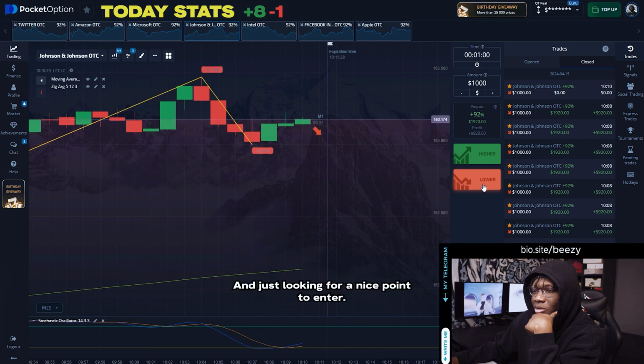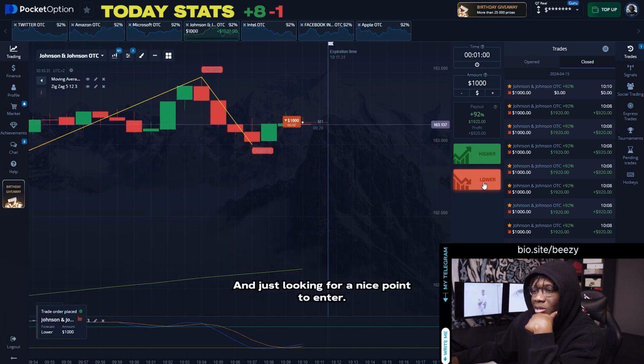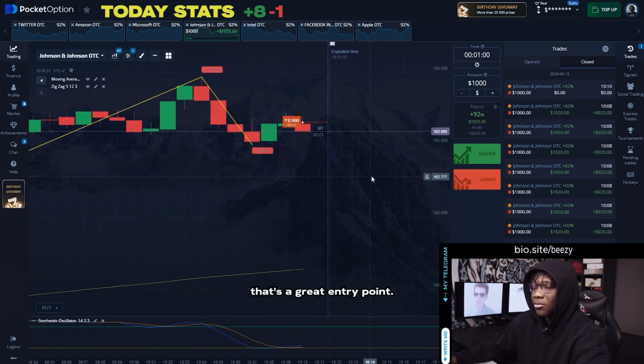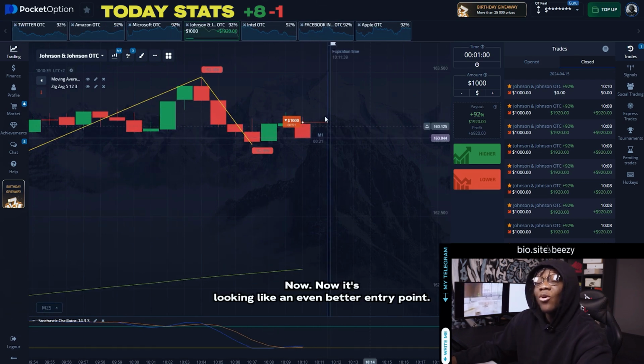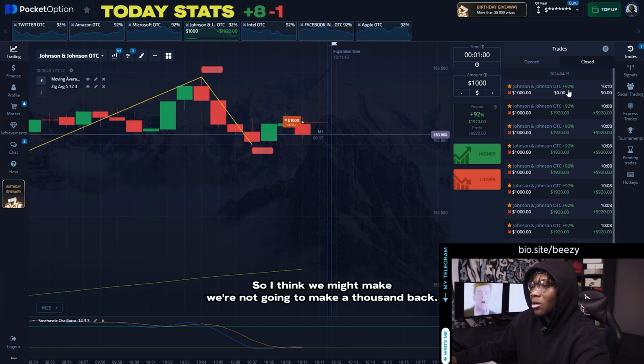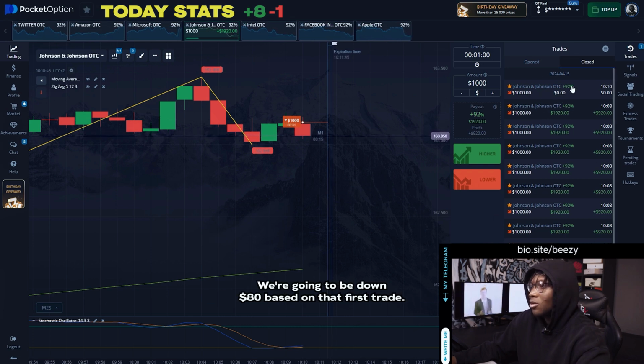I'm just looking for a nice point to enter. And I think that's an okay point to enter. Not great, but that's a great entry point. Now it's looking like an even better entry point. So I think we're not gonna make 1,000 back. We're gonna be down $80 based on our first trade.